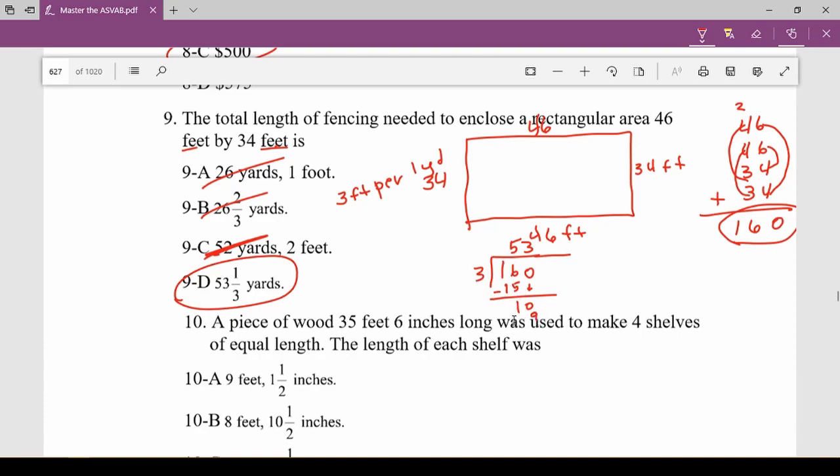3 times 3 is 9. 10 minus 9 is 1. Oh, we would actually be done since we're working with fractions. This 10 minus 9 would be 1, which would be your remainder that you would put over the divisor. So this would be 53 and 1/3. Again, this would be our remainder. We put that over the divisor. So this becomes 53 and 1/3.